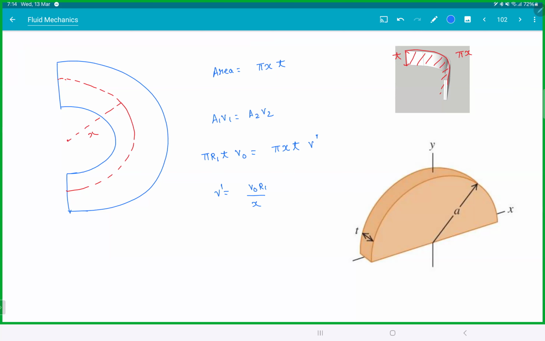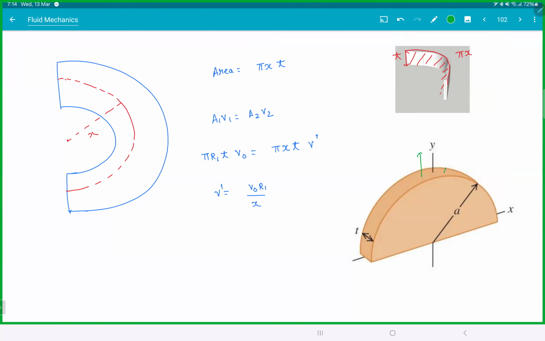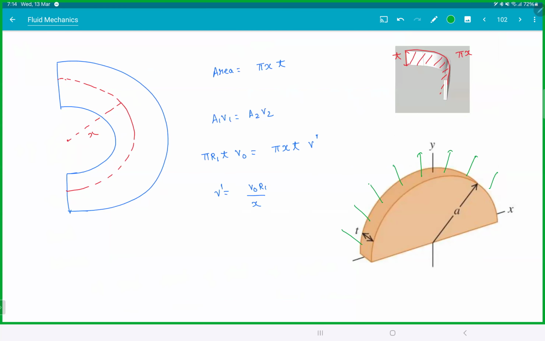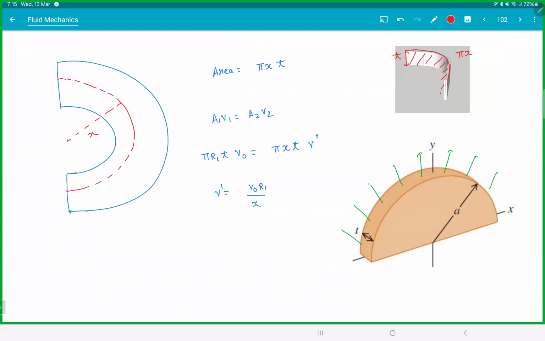Sure. Come on, let's start off. So this is the diagram I was saying. The flow is coming out like this. Clear? Now, how do you find the energy here? Find the momentum and the kinetic energy. Momentum rho pi r2 square minus r1 square. No, it's not that.